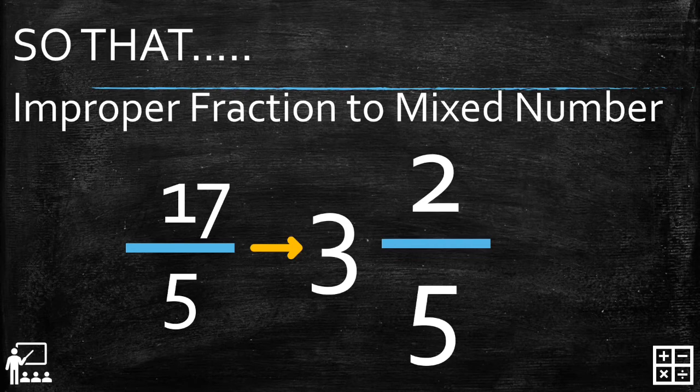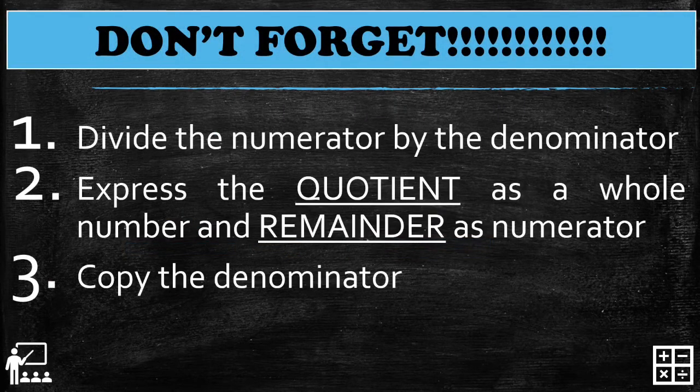So don't forget the 3 steps in changing an improper fraction to a mixed number. First, divide the numerator by the denominator. Second, express the quotient as a whole number and the remainder as the numerator. And last, copy the denominator.